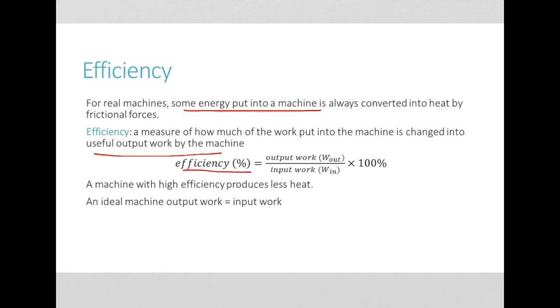And so we can calculate that, and efficiency will be basically a percentage. Is it 90% efficient? Is it 80% efficient? We're going to calculate that by taking the output work divided by the input work multiplied by 100%. And so a machine with really high efficiency therefore produces less heat, because most of the work going into it goes towards the output work. A machine with lower efficiency would have lots of heat being produced, and an ideal machine would have output work equaling input work. And so when we talk about ideal mechanical advantages, we're talking about if this machine was ideal, what would it be like?